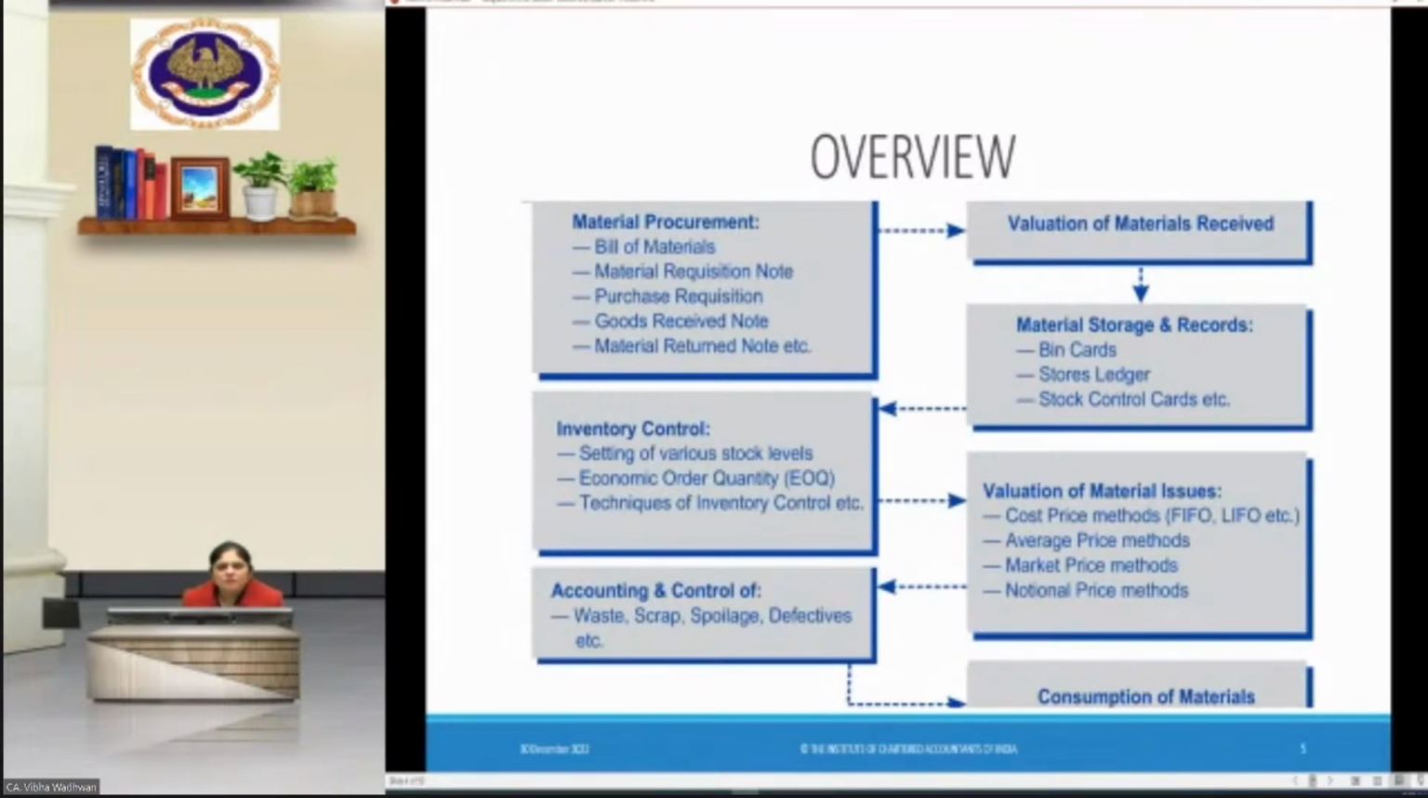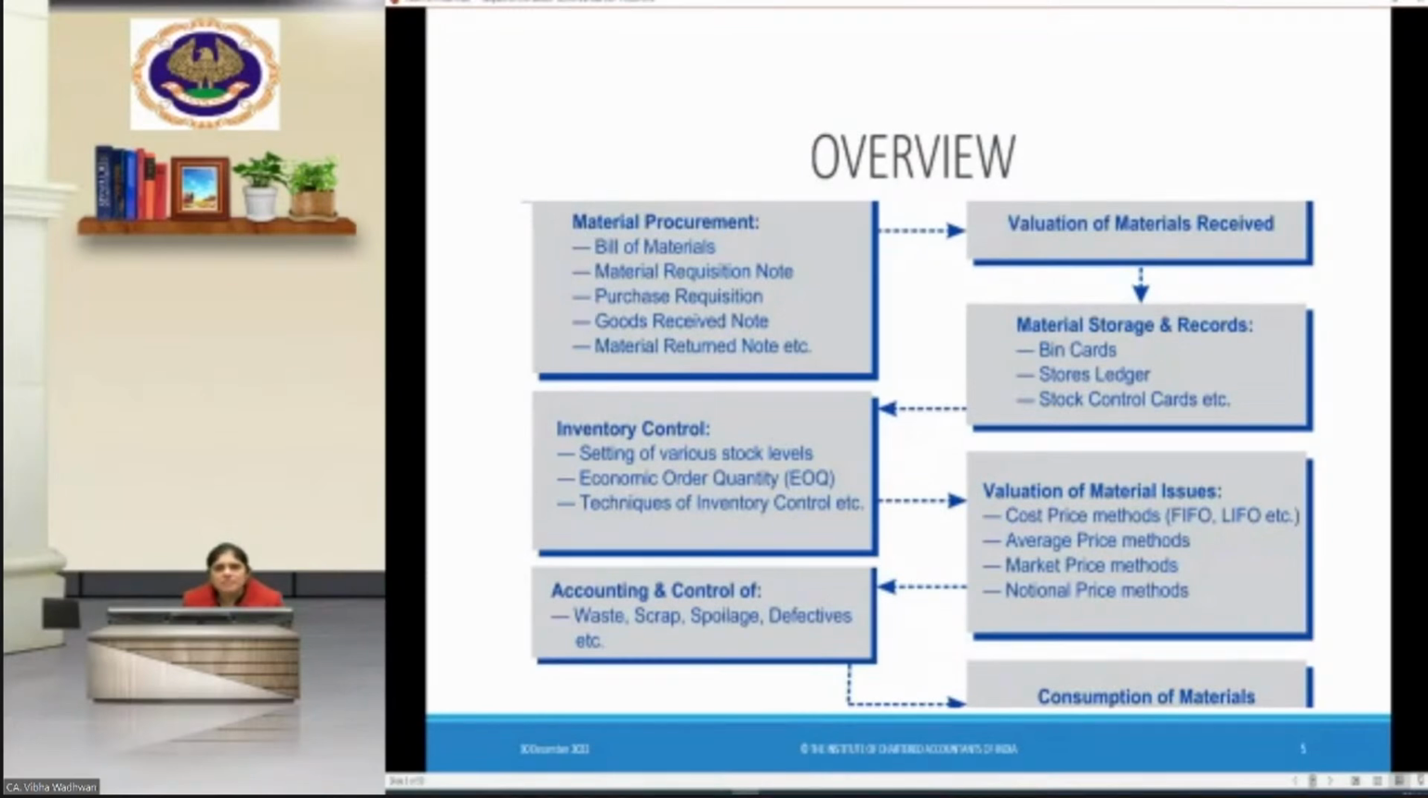So start with material procurement. Material procurement is basically, there are many documents and notes which are made, which assist in material procurement. First of all is the bill of material. Bill of material is basically a material specification list. So it's a material list, if you can say. Bill of material has the description and specification of all materials which are used to produce any product, or for any job.